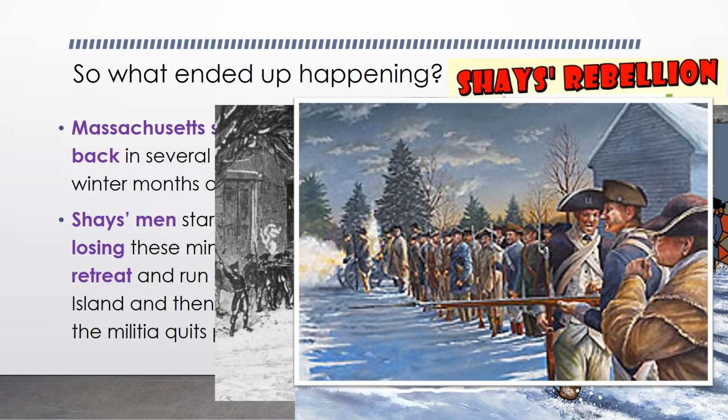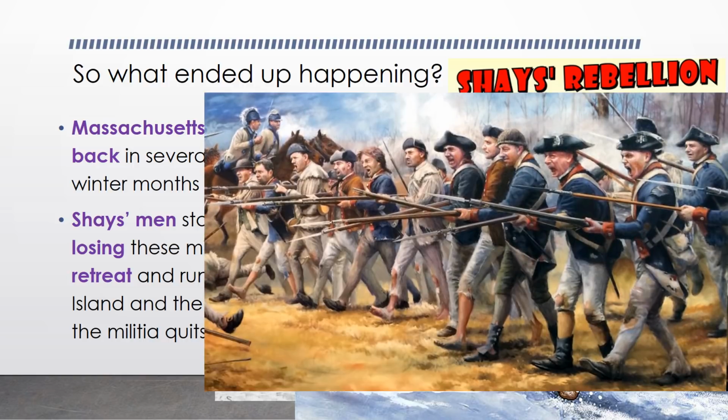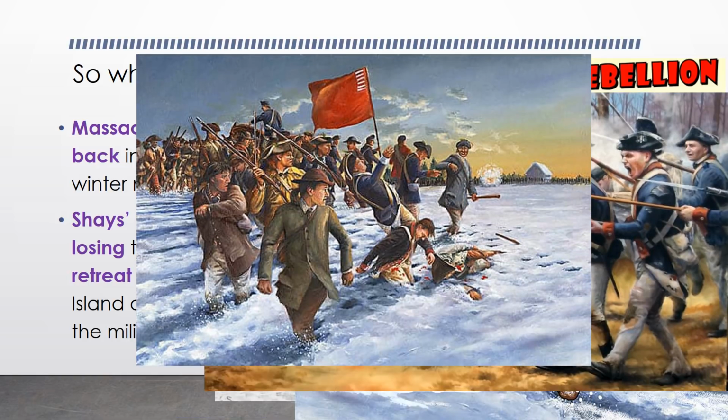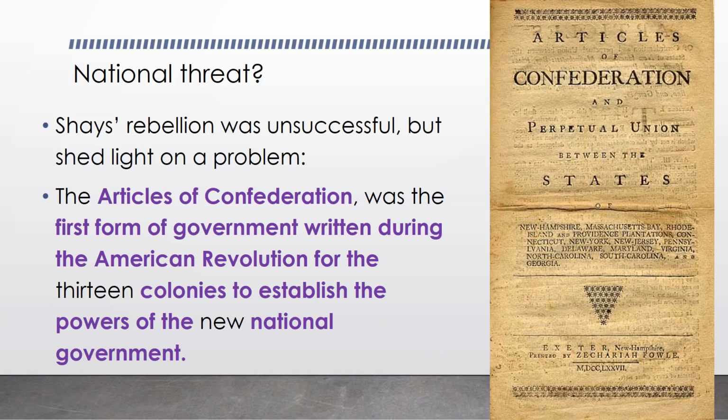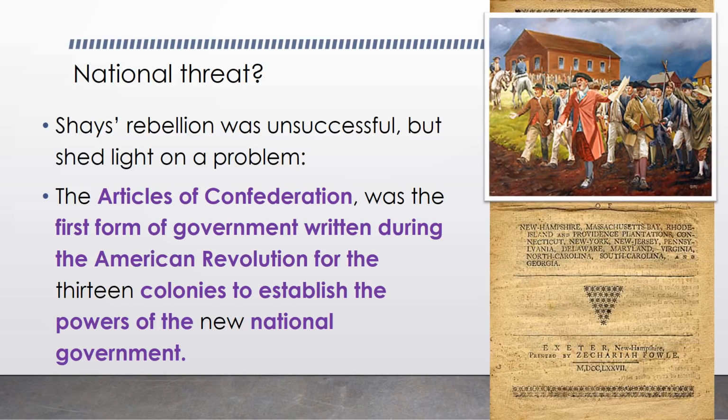Over time, Shays' men start to realize they are losing these mini battles, including men, supplies, and ammunition, so they quit trying to capture the arsenal, protest through violence, and retreat, running away to Rhode Island and then Vermont, where the militia quits pursuing them. The question became, was Shays' Rebellion a national threat to the brand new United States government? You could say in some ways yes, and in other ways no.